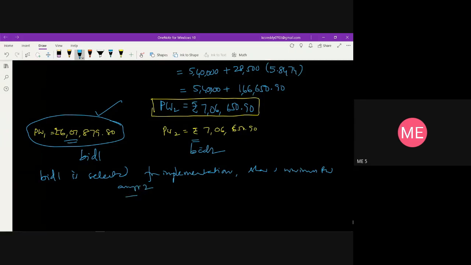That is how we can find out the best alternative among the given alternatives. If it is a revenue dominated cash flow diagram, choose the higher present worth, and if it is a cost dominated cash flow diagram, choose the lower present worth value.